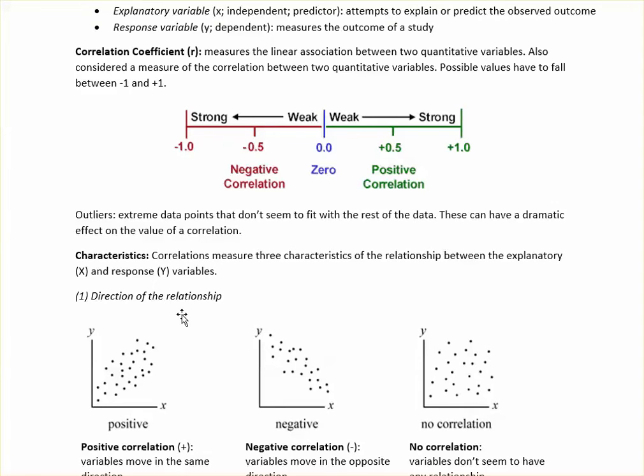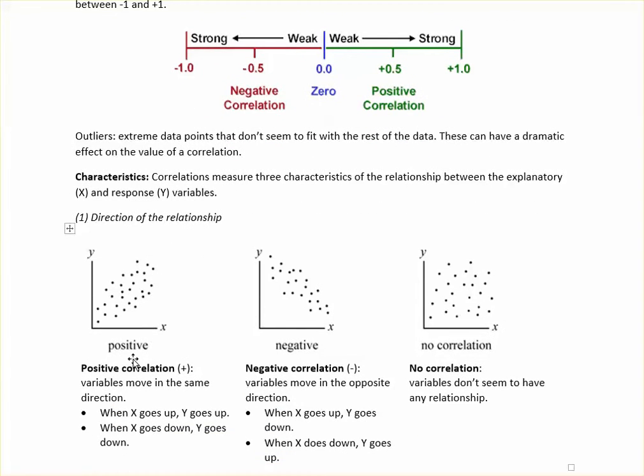First of all is the direction of the relationship. You can have a positive correlation, which means your R is positive, so it's going to be over here on this green side. The variables move in the same direction. So when X goes up, Y goes up. Here you can see X is up high and Y is up high. It also means when X is low, Y is also low. So positive just means they're both going in the same direction, whether it's both high or both low, it doesn't matter. What makes a positive correlation is that the variables are moving in the same direction.